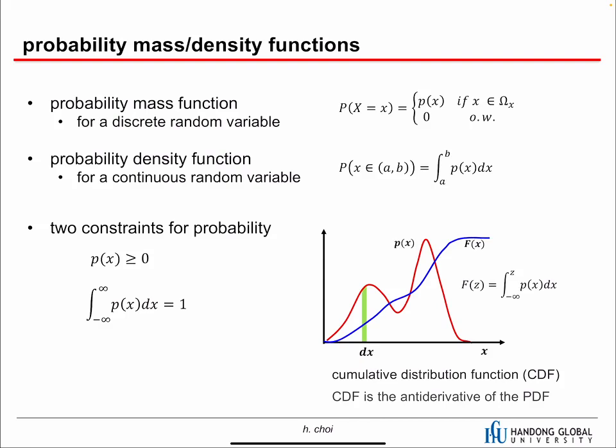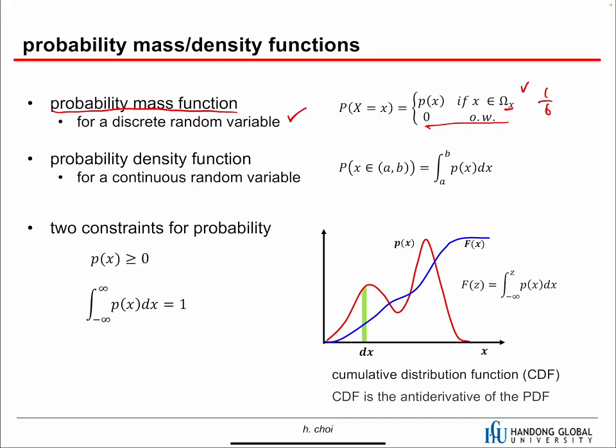Now let's talk about probability functions. For discrete random variables, we can define the probability mass function like this. For a dice, we can have 1 over 6 for all the cases. And otherwise, if x is out of this range, then the probability is 0.